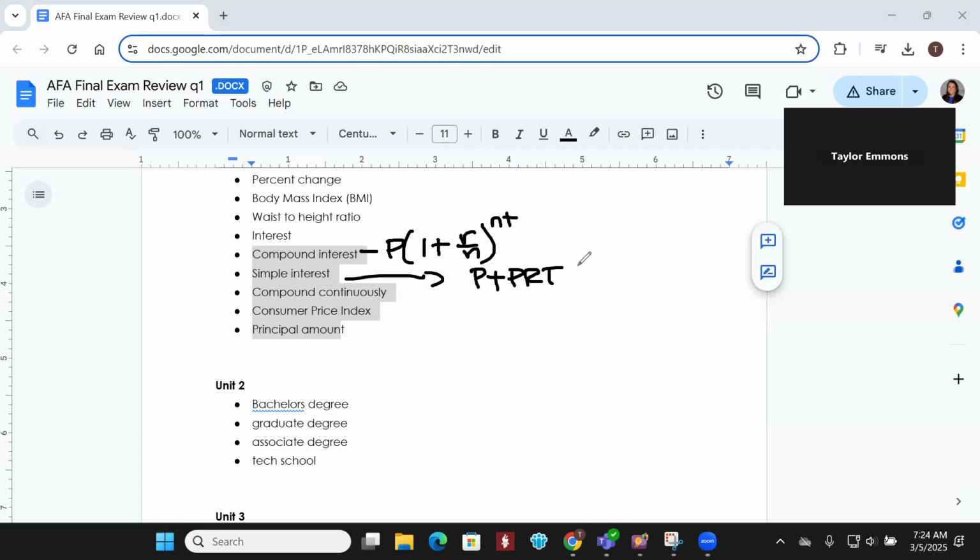Compounded continuously, that's going to be P times E raised to the RT. Remember, E is just a number. It's kind of like pi.